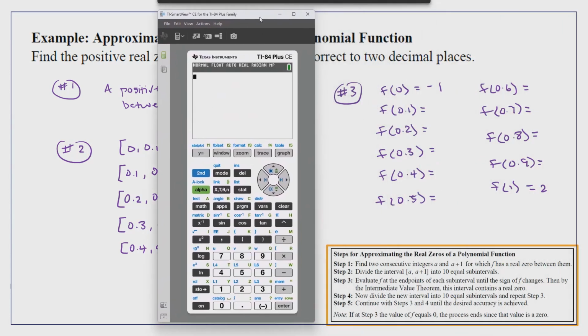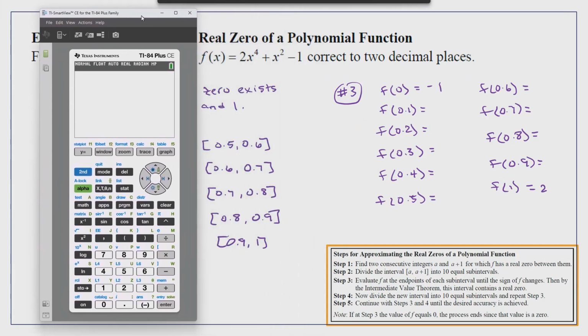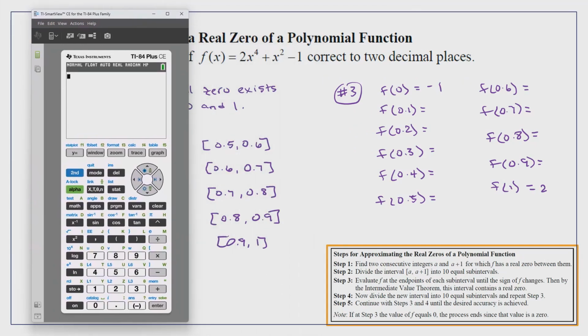Okay. So in our calculator, we are going to enter in our f of x into y equals. So we'll go to y equals, and we'll enter in 2x to the fourth plus x squared minus 1, and press enter. Okay. Now we're going to go to the table. So second graph to go to the table.